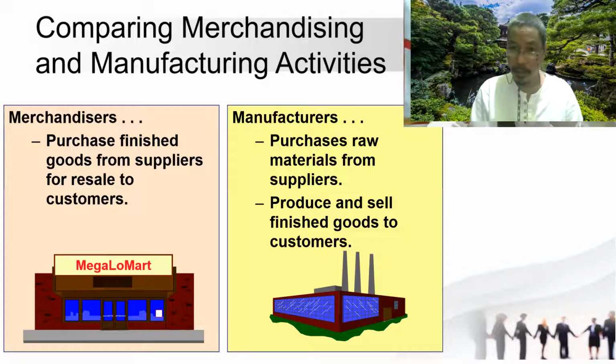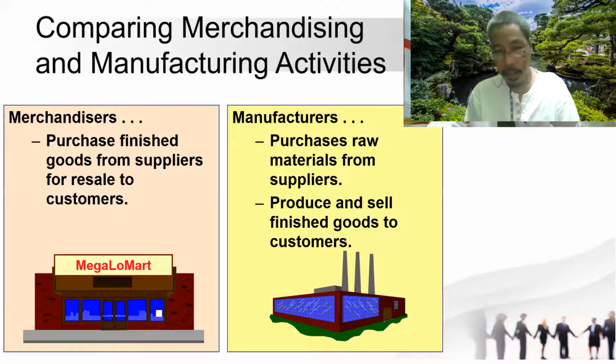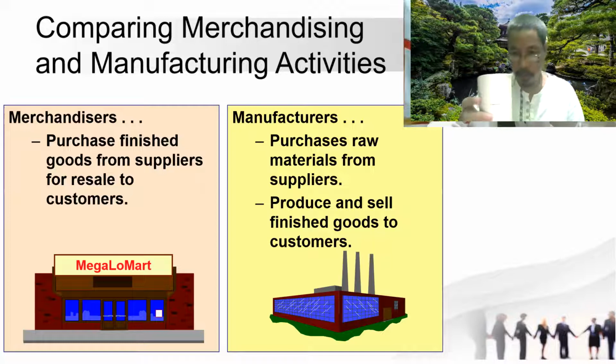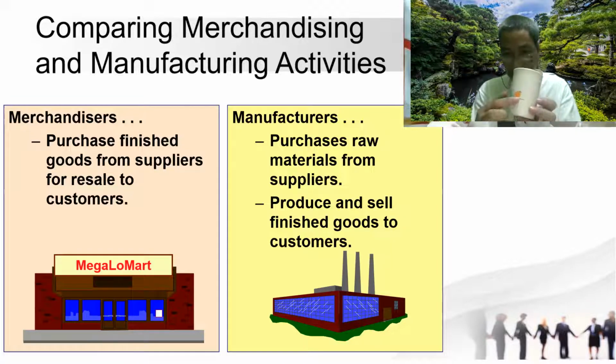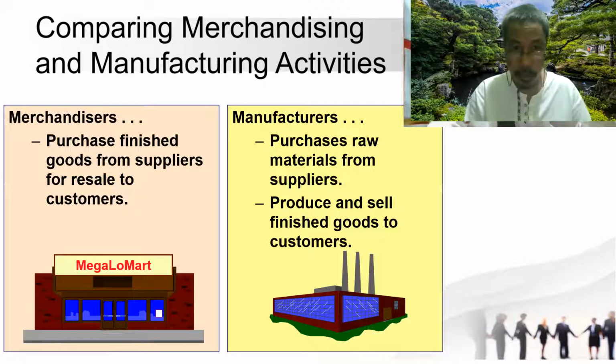Because you can buy in wholesale at lower price. While if you are dealing with manufacturers, manufacturing a cup, what will you do? You will buy paint. You will buy the raw material for this, and you will buy fuels so that you can power the machine or the equipment to make it in this shape. So that is the main difference between merchandising and manufacturing activities.